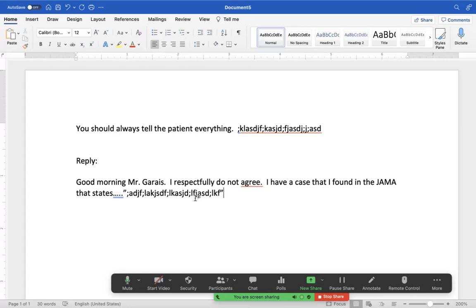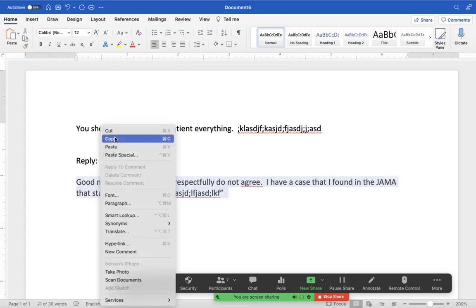Now, how do you move it from Word? Well, you copy and paste it. Let's say this is Word. I right click it, copy it.